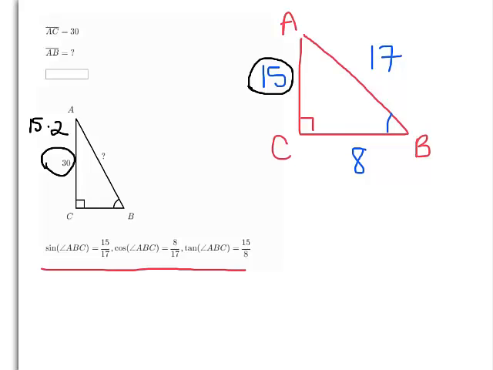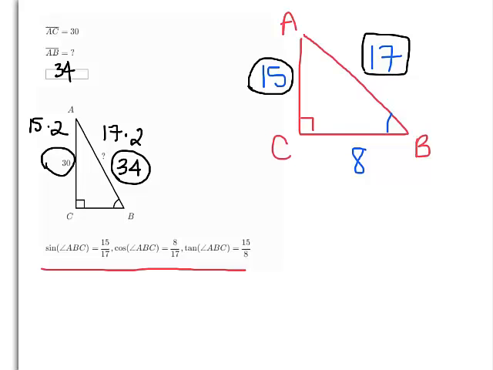So how could I get this other side? Well, I can compare 17 to this side. So I would do 17 times 2 because they have to have the same comparison. And 17 times 2 is 34. So the length of AB is 34.